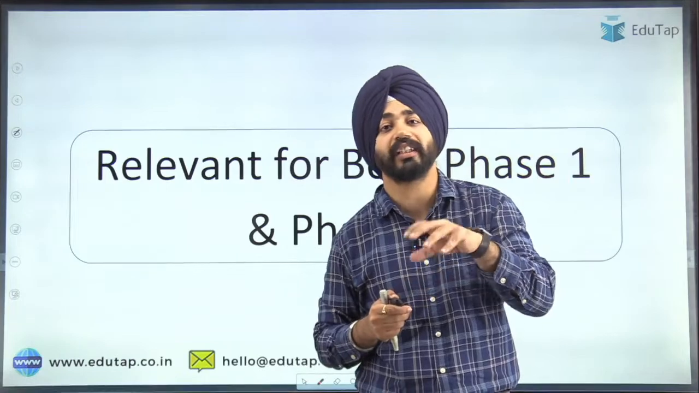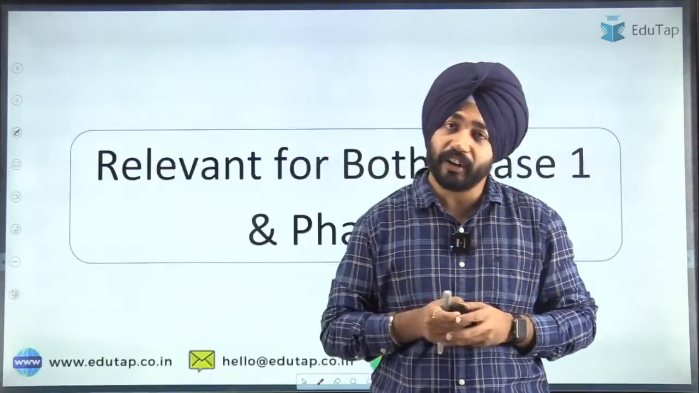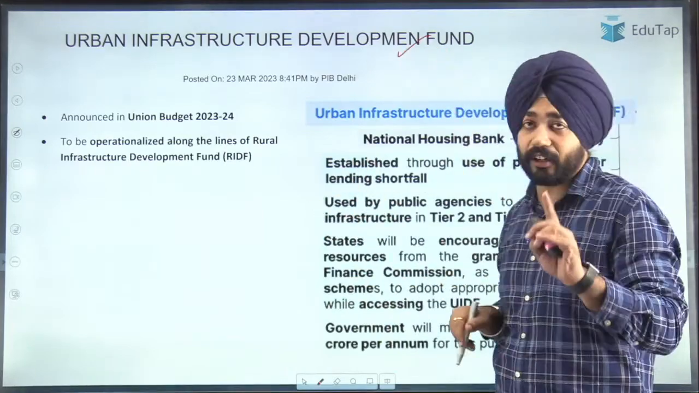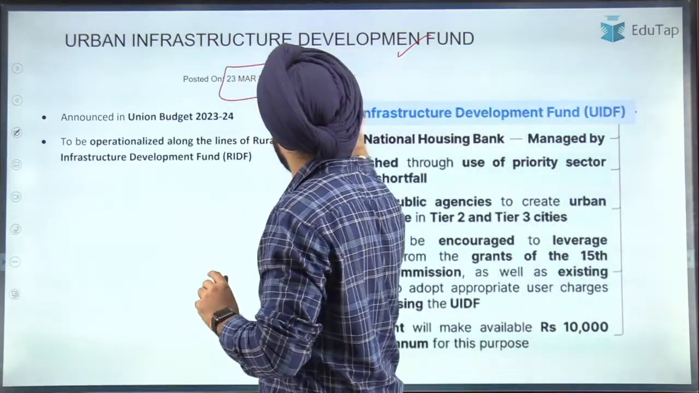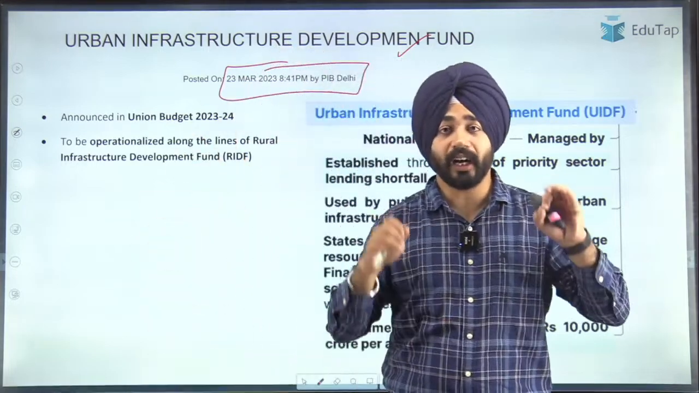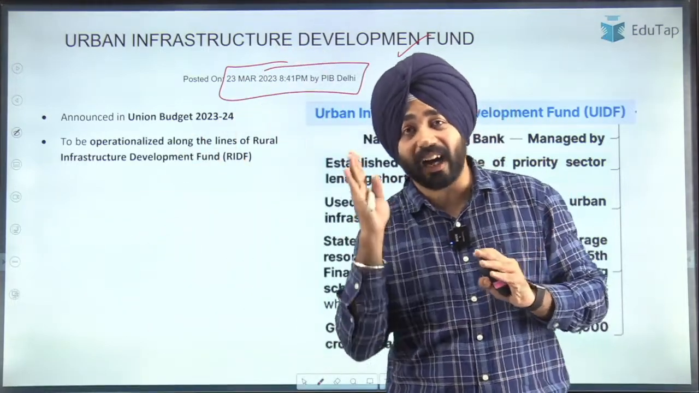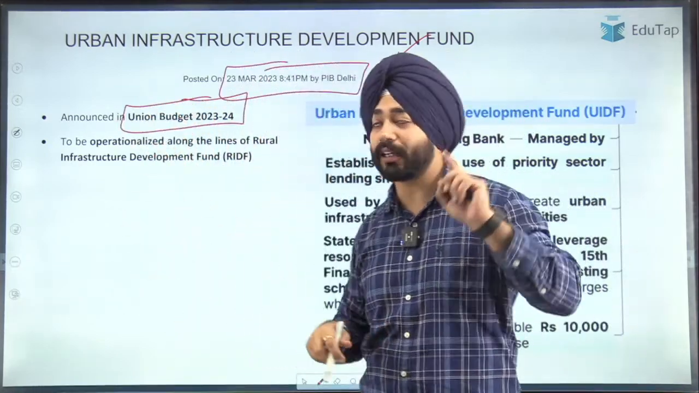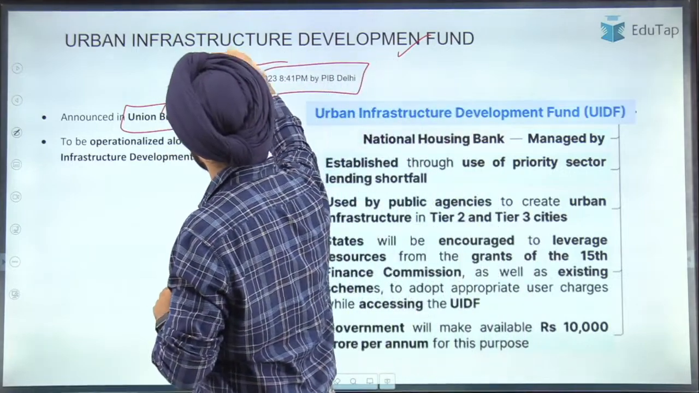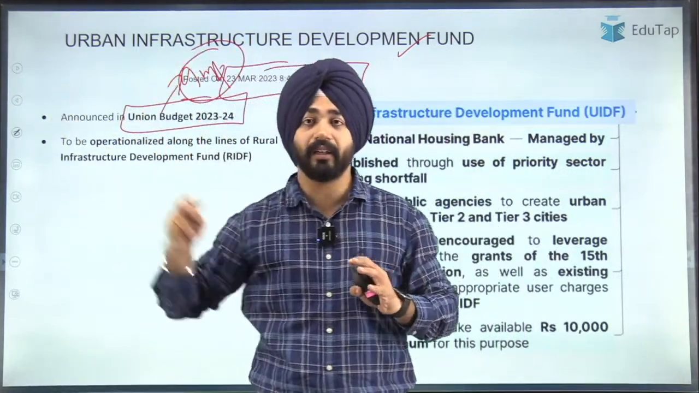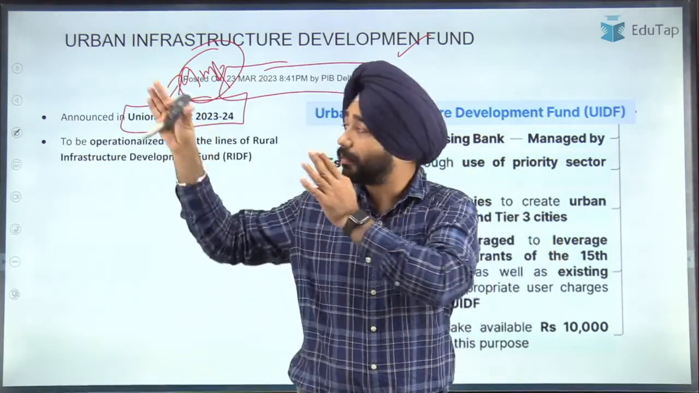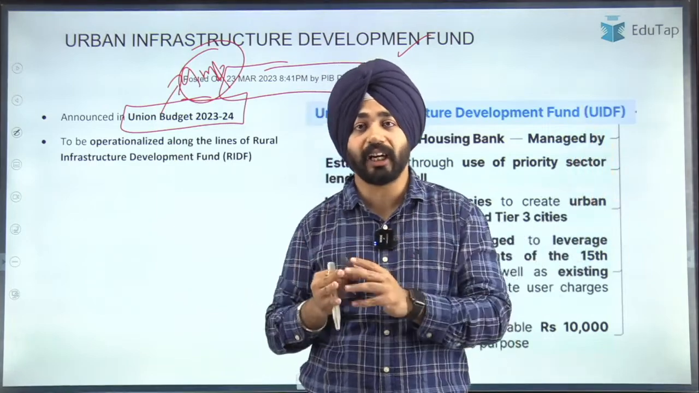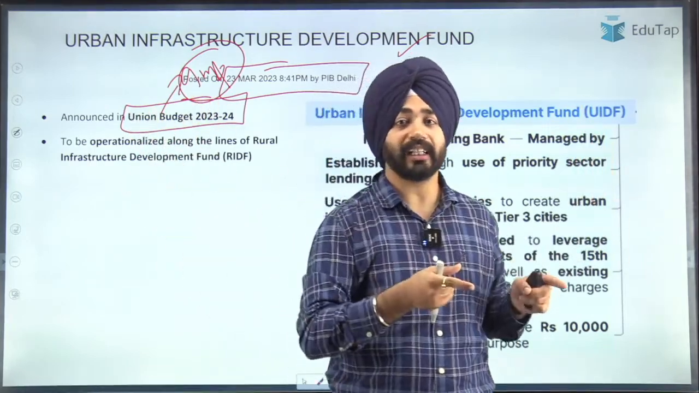Now let's talk about the news which are relevant for both phase 1 and phase 2. So here the important news is that recently the Urban Infrastructure Development Fund was seen in news on 23rd of March. Now why is it important? Urban Infrastructure Development Fund was announced in the Union Budget 2023-24. Now, whoever has read the budget, now it is the time here. This might have been announced in the budget, and now the details about this have been released.